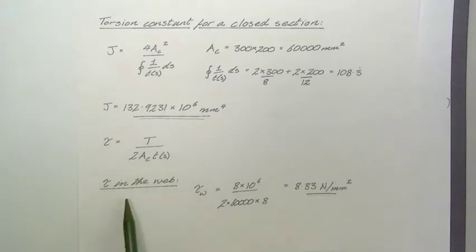So to calculate the value in the web, we just work through. I'm converting everything so that I'm working in newtons and millimeters, so that's why we're multiplying the 8 kilonewton meter twisting moment by 10 to the 6. And obviously the thickness that we're using is the thickness of the web here. And so we end up with really quite a low value for shear stress. So this wouldn't really be too much of a worry for us in design at all.